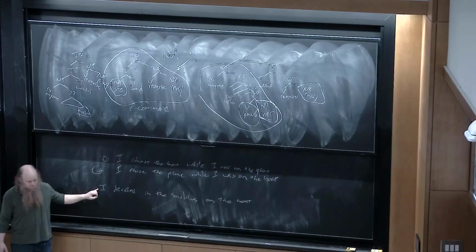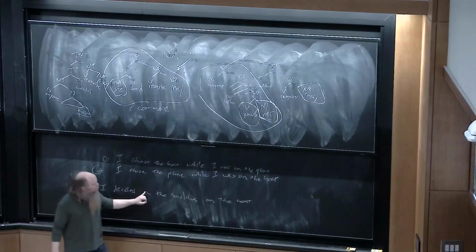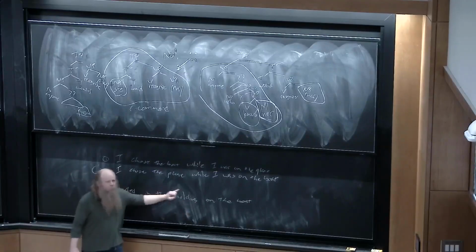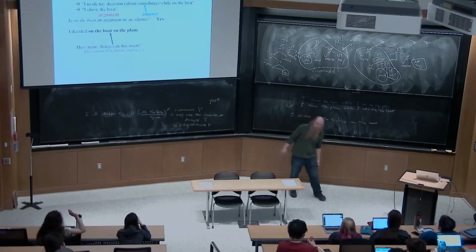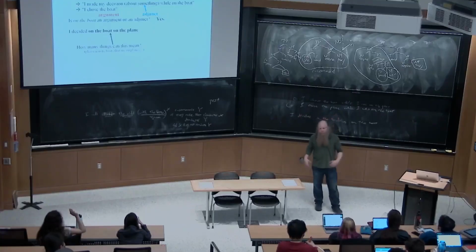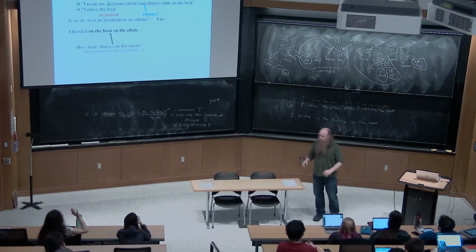I can say, I decided in the building on the boat. That's the easiest way for me to say it and have it mean that. So I did something fancy with my voice there that involved trying to hide this prepositional phrase. It's sometimes called a parenthetical, where you put these things in strange places. There's lots of interesting work on parentheticals.